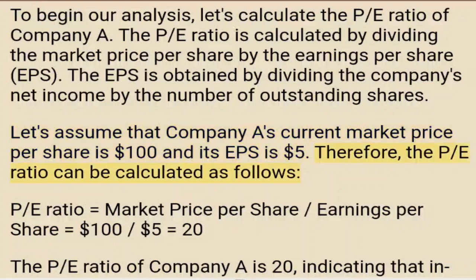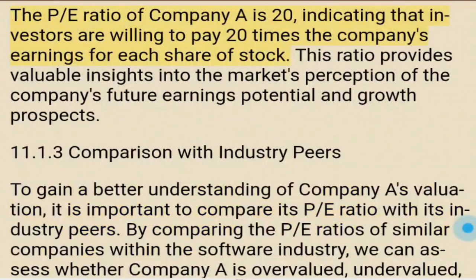Therefore, the P/E ratio can be calculated as follows. P/E ratio equals market price per share divided by earnings per share, equals $100 divided by $5, equals 20. The P/E ratio of Company A is 20, indicating that investors are willing to pay 20 times the company's earnings for each share of stock. This ratio provides valuable insights into the market's perception of the company's future earnings potential and growth prospects.